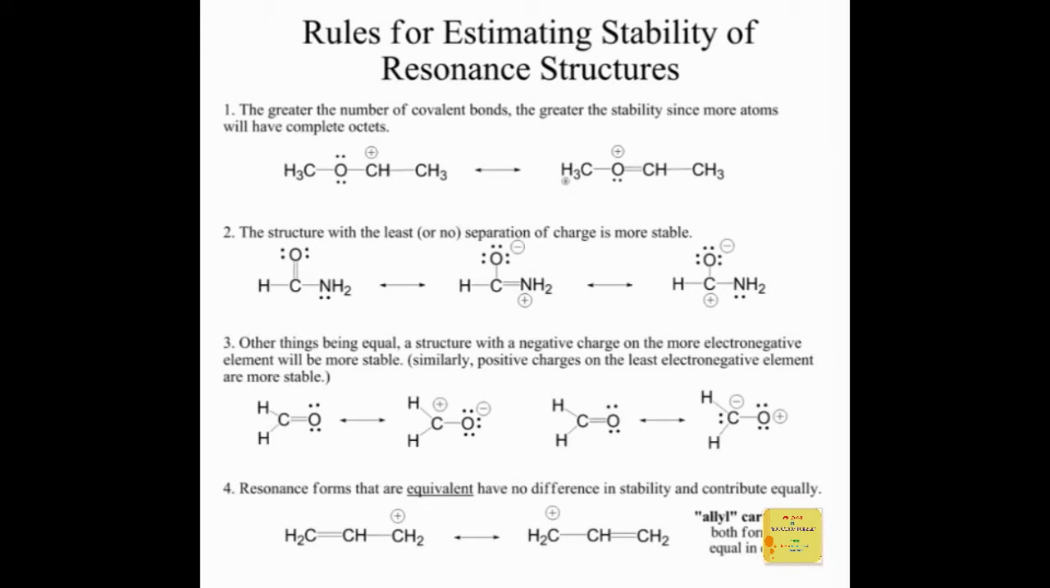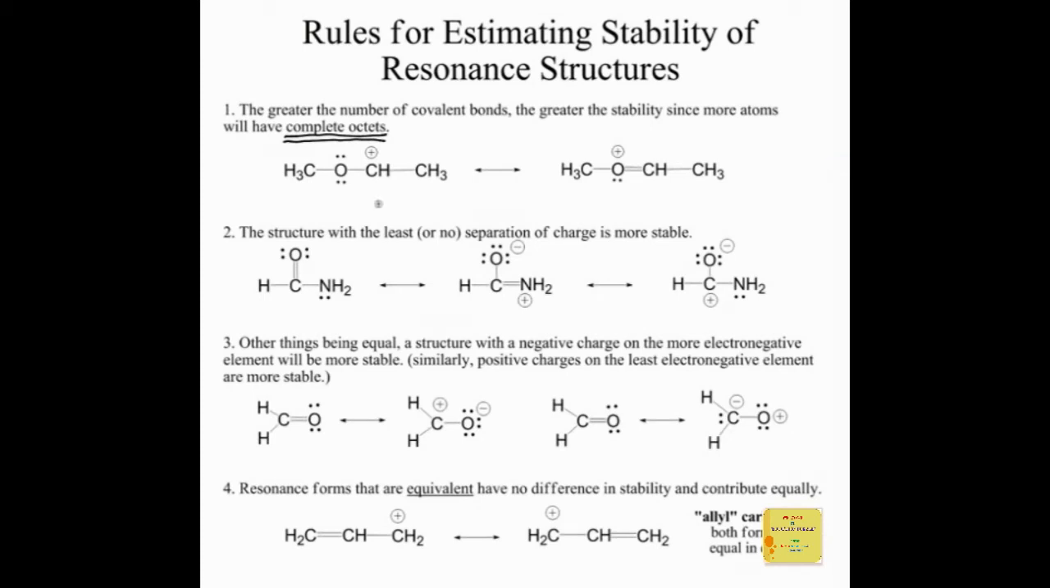Here's an example of a molecule that has two different resonance forms. Which of these is more stable and which contributes more to the overall hybrid? Well, what we'll find is that the greater number of covalent bonds, the greater the stability, because more atoms will have complete octets. So the number one thing we're always going to be looking for to evaluate a Lewis structure is the more we have complete octets, the better the Lewis structure. That's always our first thing we want to take a look at.